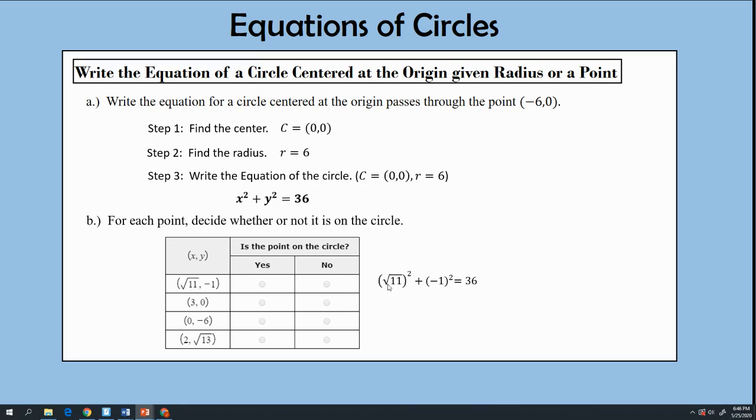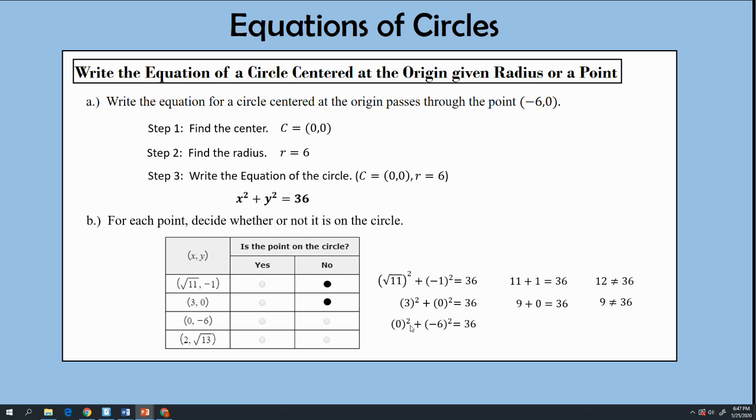So the square root of 11 squared is 11. -1 squared. -1 times -1 is +1. 11 plus 1 is 12. That does not equal 36. So, no, that point's not on the circle. Do your next one. 3 squared plus 0 squared is 36. 9 plus 0 is 36. 9 is not equal to 36. So, that's not on the circle.